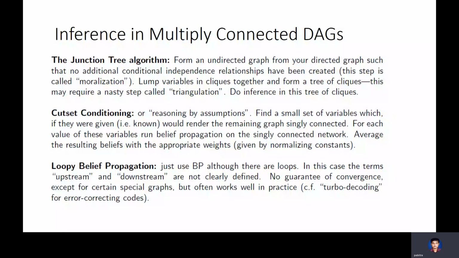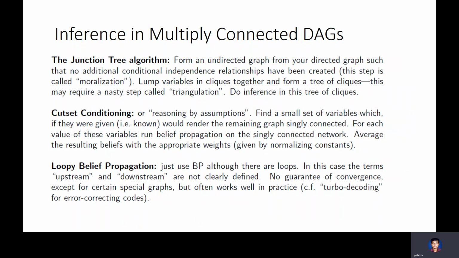But the thing is that the algorithm applies only to singly connected graphs. That is, a graph which takes the form of a tree. You cannot have multiple paths between two nodes. Only one path is allowed between two nodes. But in general, DAGs or any graphical model, or the factor graph model, can be multiply connected. There may be multiple paths between two nodes.